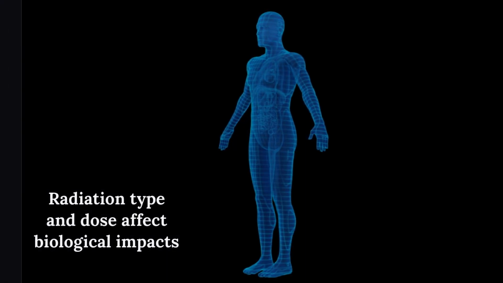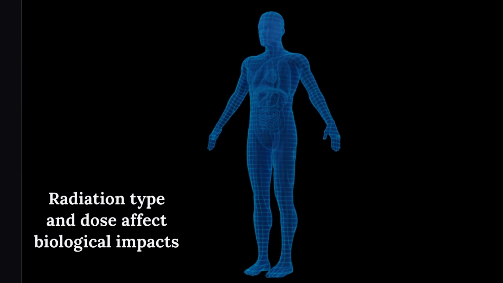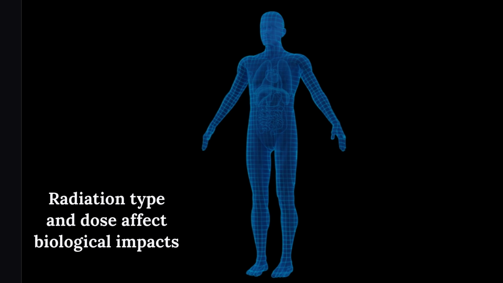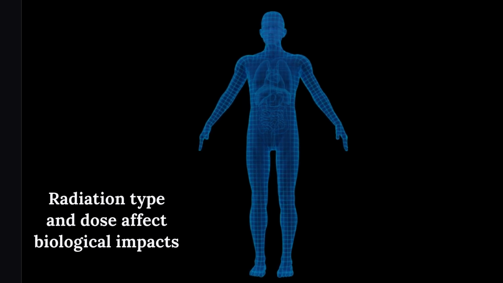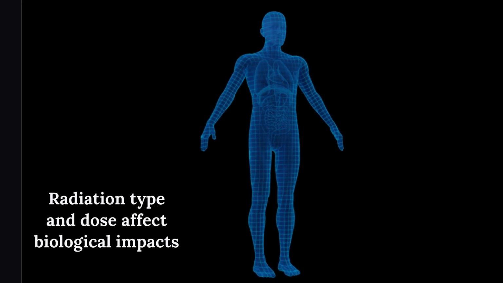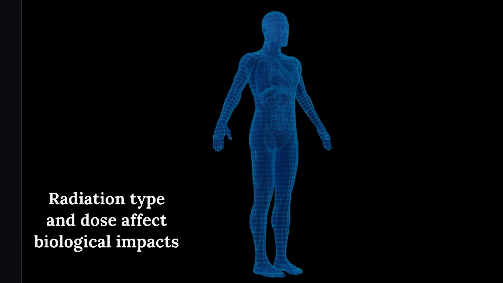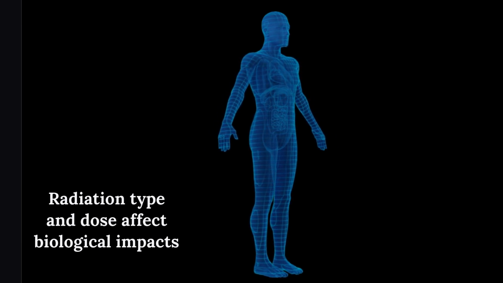The type, dose, and energy of radiation influence biological effects. Tissue sensitivity varies, with bone marrow being more vulnerable than muscle. Age and health also affect radiation response. These factors help predict risks and set exposure limits. Understanding these principles is crucial for healthcare safety.